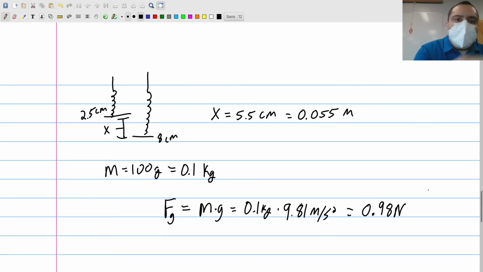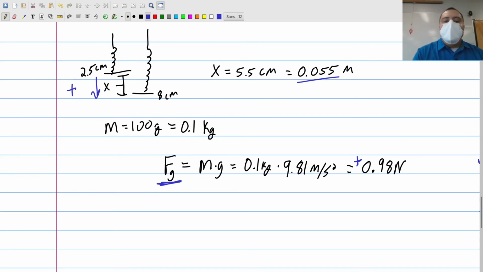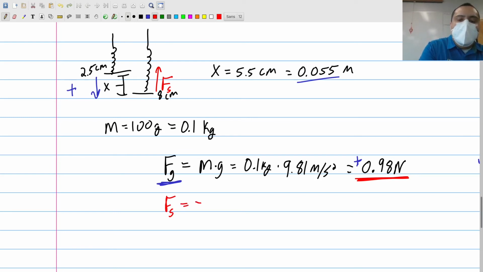By the way, we need to think about directions. We've already decided x was this way, and I used a positive for that. So I'm going to call downward positive. If that's the case, the force of gravity is also downward, so it's positive. But Hooke's law, when we apply it to this spring, has to use not the force of gravity, but the force that the spring is pulling. The spring wants to contract back up that way, so the force of the spring should be negative. If the force of gravity is this and it's not moving, there must be equal and opposite forces acting. So the force of the spring has to be negative 0.98 newtons.